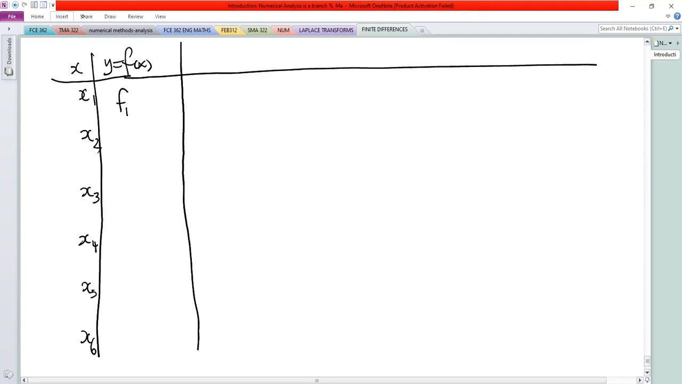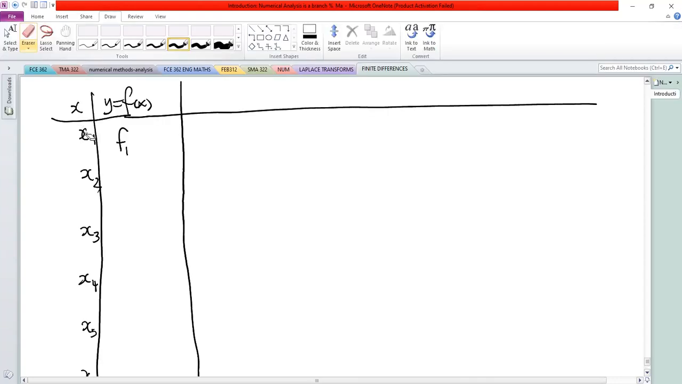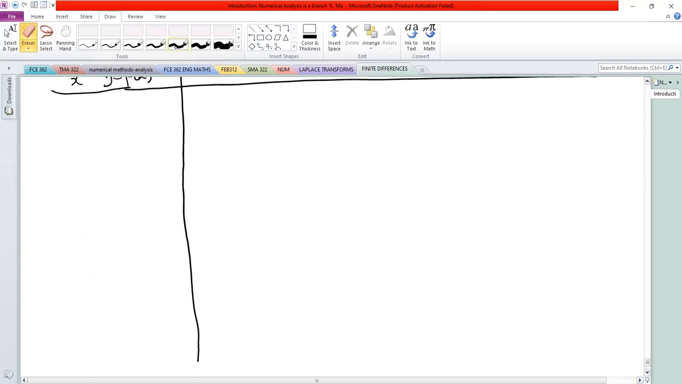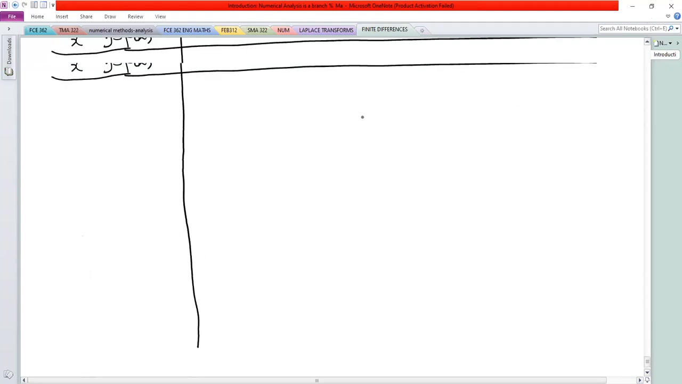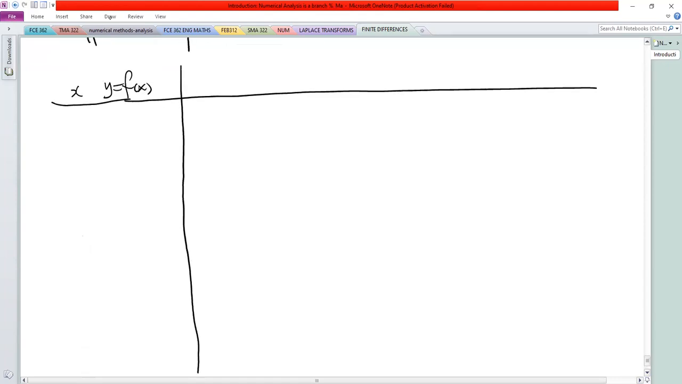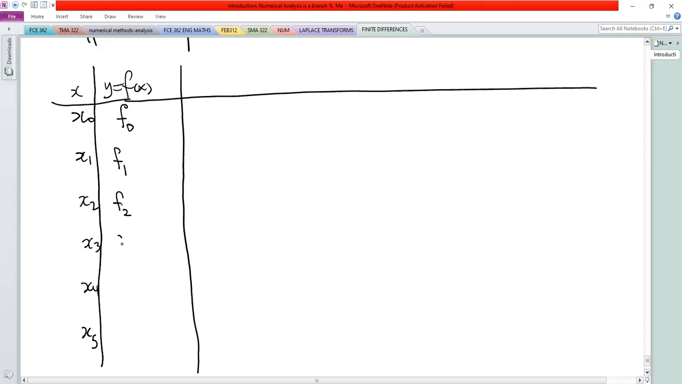Okay, maybe we could have started by the first mesh point to be x0. So let's just try this one else. So let's have our starting mesh point to be x0. So x0, skip a line, x1, x2, x3, x4, x5. So the value of the function at x0 is f of x0, so written as f0. This will be f1, f2, f3, f4, f5. And then this will be the first difference.